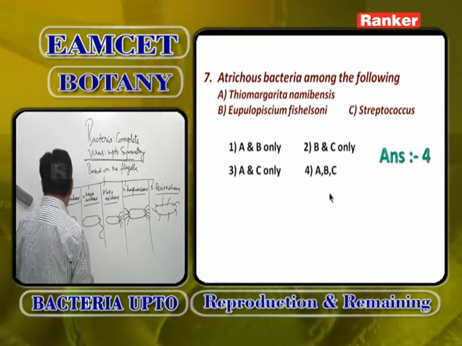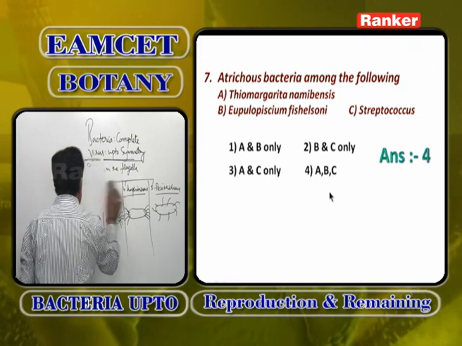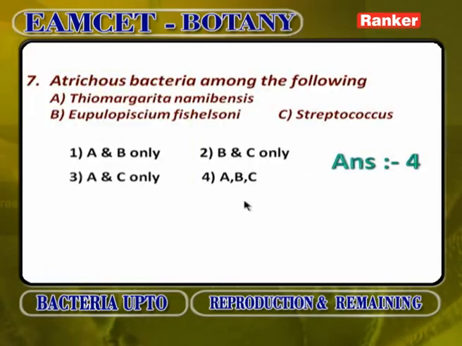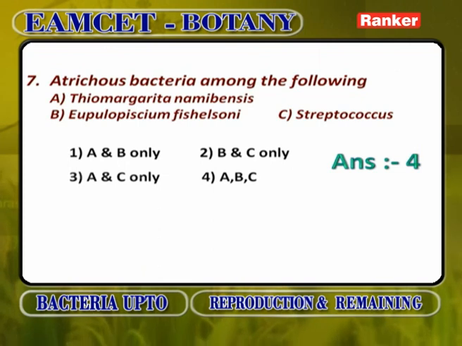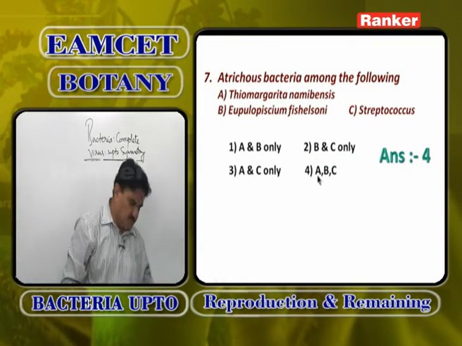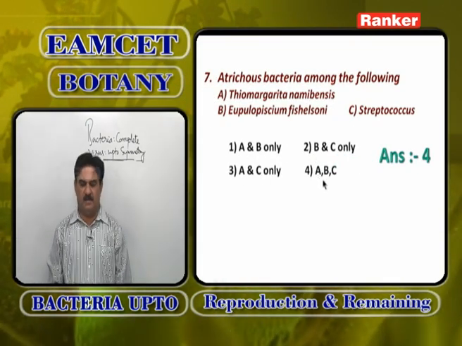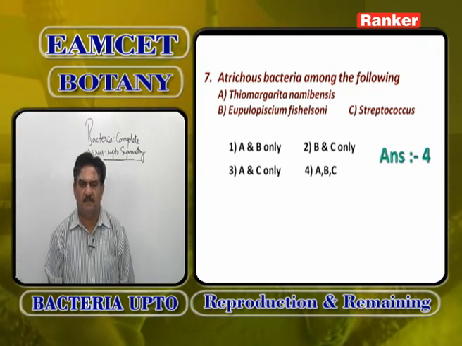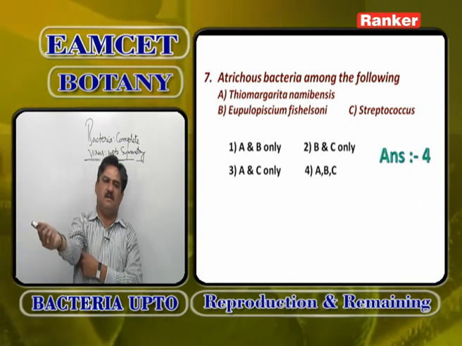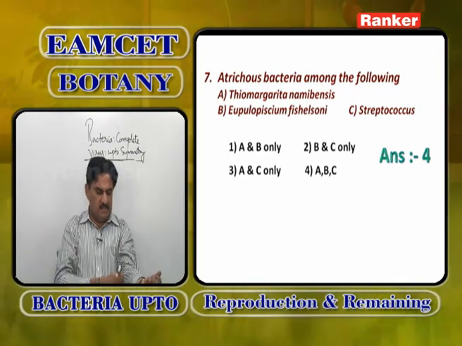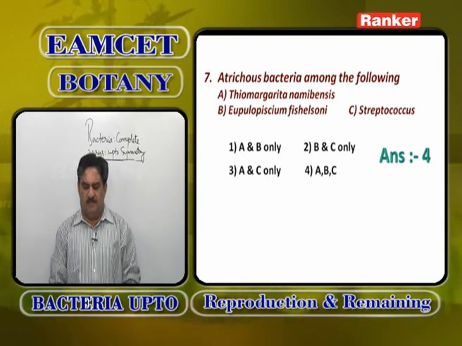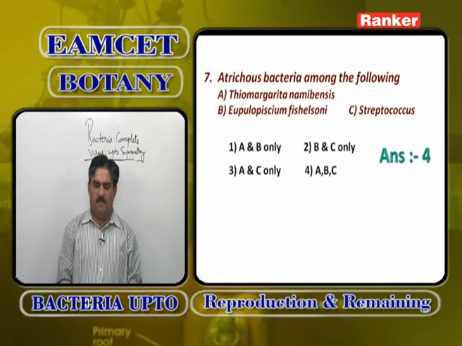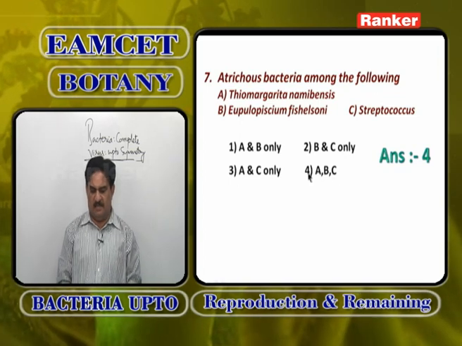So, atrichous bacterium among the following. Thiomargarita namibiensis is said to be the largest spherical bacterium, obtained from ocean sediments of Namibia. Epulopiscium fishelsoni is the largest rod-shaped bacterium, discovered from the gut of a fish called Acanthurus nigrofuscus. And Streptococcus is a spherical bacterium. So, A, B, C, all the 4 are correct.